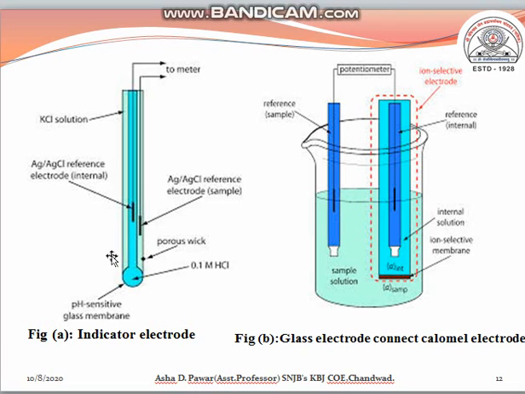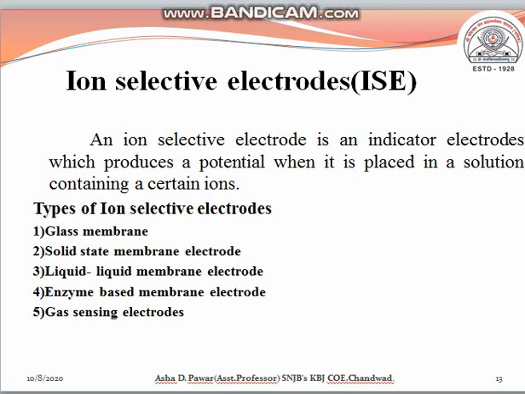One more thing about the calomel electrode: it cannot be used above 50 degrees Celsius because the mercurous chloride present in the calomel electrode starts to decompose. And one more disadvantage is that handling of the calomel electrode is difficult because it contains poisonous mercury and mercurous chloride. Next, the third type of electrode in your syllabus is ion selective electrodes.